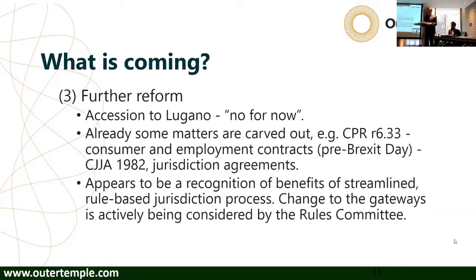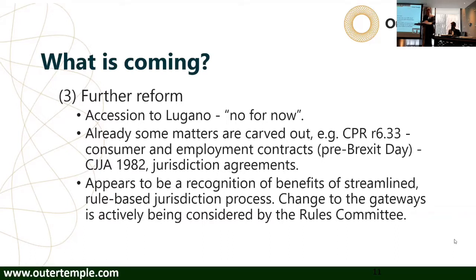And finally, on the what next: reform. I think it's probably fair to say there's been a recognition since Brexit that there were some advantages to the predictable rules-based regime for jurisdiction which we were signed up to before. I think in some quarters that was a rather belated recognition.